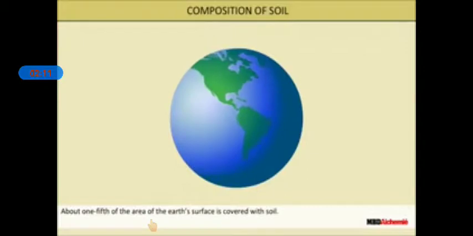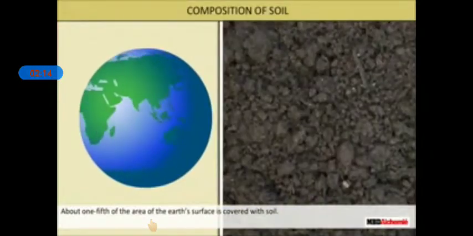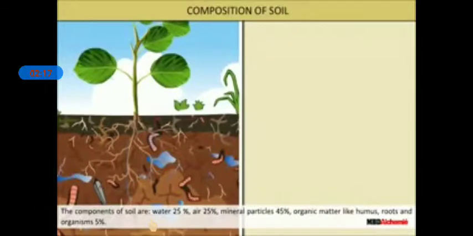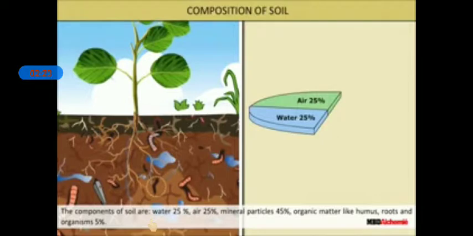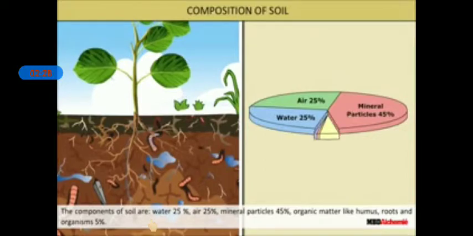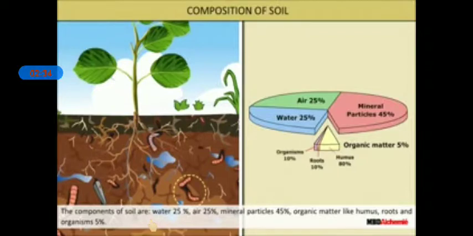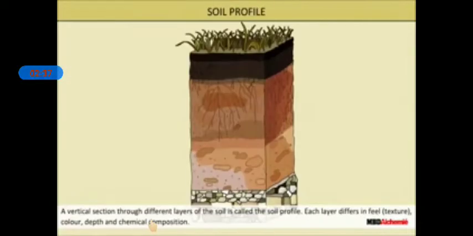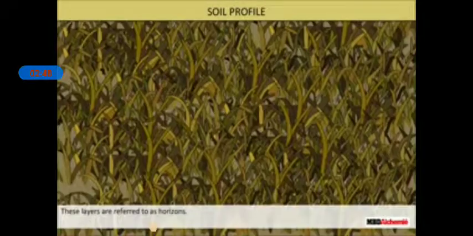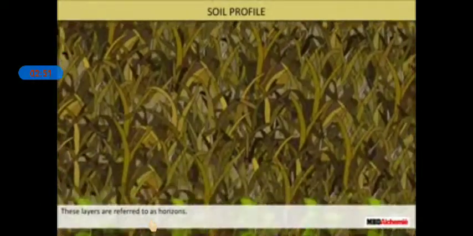Composition of soil. About 1/5 of the area of the Earth's surface is covered with soil. The components of soil are water 25%, air 25%, mineral particles 45%, and organic matter like humus, roots, and organisms 5%. A vertical section through different layers of the soil is called the soil profile. Each layer differs in texture, color, depth, and chemical composition. These layers are referred to as horizons.